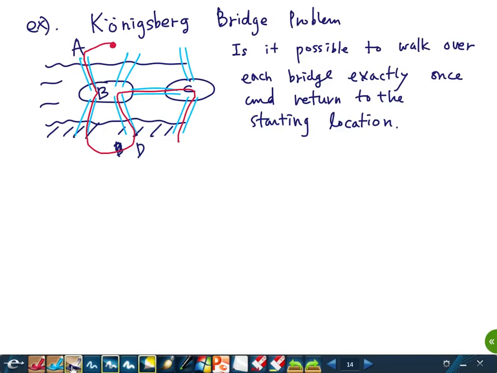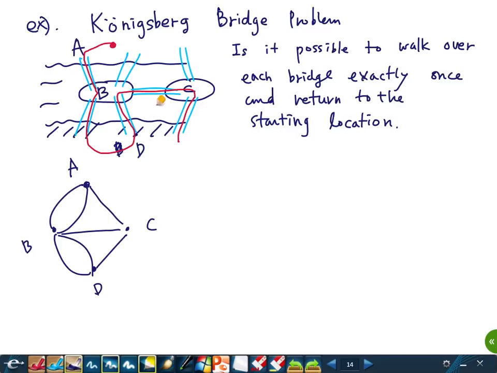Using graph theory, you can simplify this situation. You don't have to draw this all the time. Let's represent the land using dots and bridges as edges. A, B, C, and D. So it's a kind of non-simple graph. We have 2 edges between A and B. That's okay. B, D, and B and C are connected by 1 edge. C and A, C and D, like that. So we have this graph. This represents the situation here.